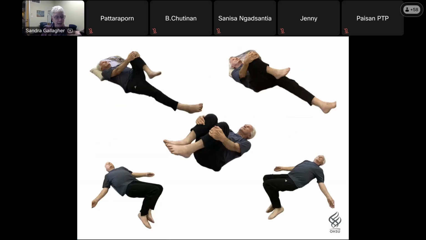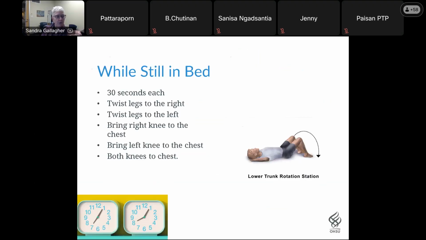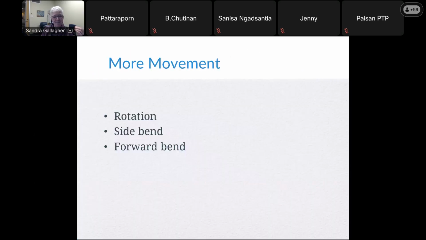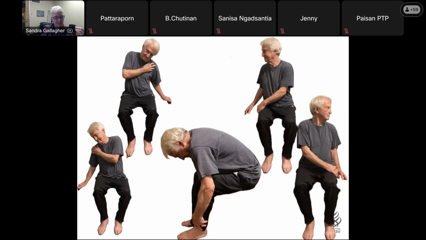While still in bed, again, people can go through 30 seconds of each of these stretches. So lower trunk rotation in each direction, one knee to chest, other knee to chest, both knees to chest. So it might look like this sequence. So that will take about 2.5, 3 minutes. It could also be done in seated, right? It could also be done in standing. So they're doing this, they're waking, they're doing the massage, they're going through some of the movement.